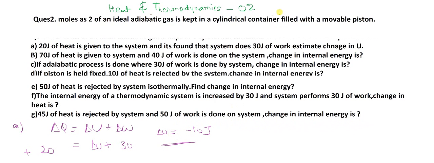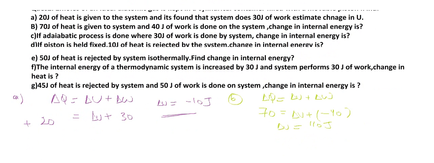Okay, B part. 70 joules of heat is given to the system. Again positive because it is given, and 40 joules of work is done on the system, which means this time we are moving the piston, and if we are working on the system, that means it's negative work done. So minus 40 plus the change in internal energy, this time the change will be 110 joules. I hope you are finding it easy.